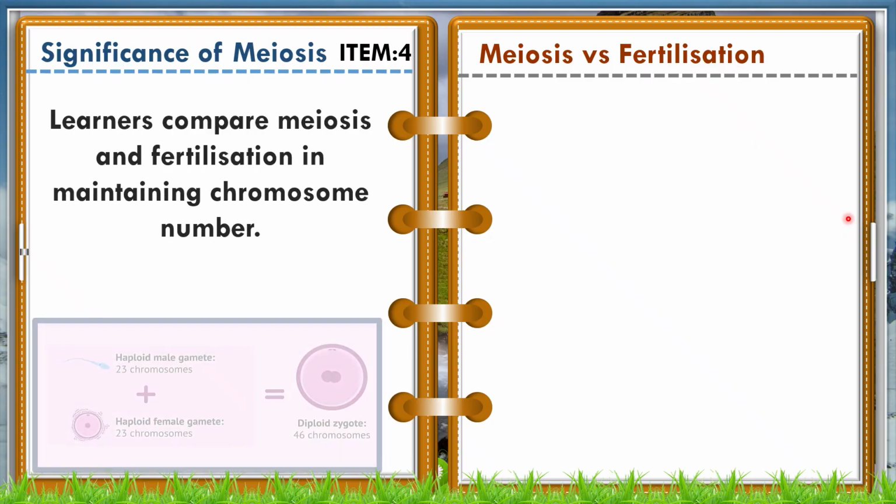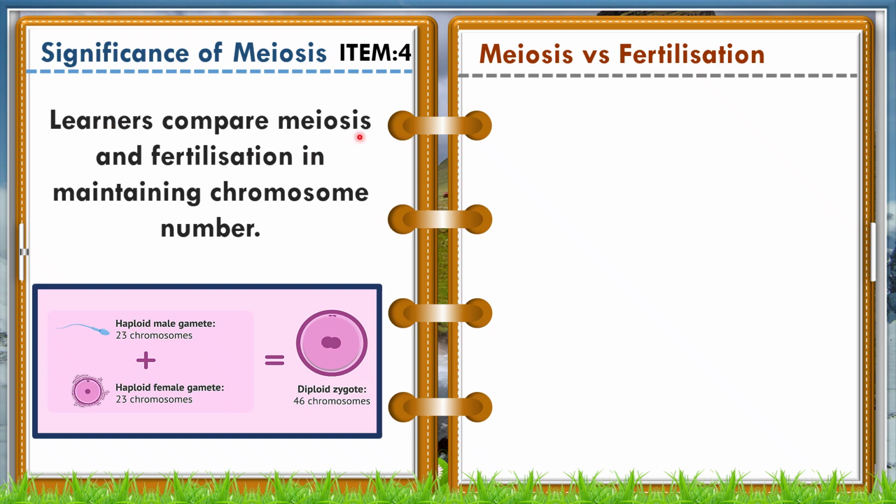We are still on significance of meiosis, item 4. This time we are looking at meiosis versus fertilization. Learners compare meiosis and fertilization in maintaining chromosome number.